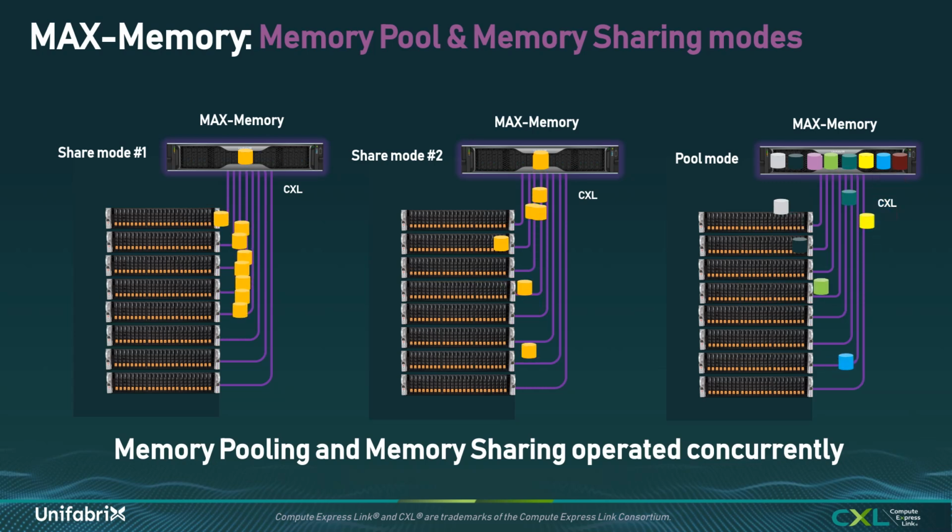In the middle and the left, we can see sharing mode. The left one is sharing mode number one. We can see a single server that actually generates the data. And this is a very interesting use case that I'll describe in the next slide. In this case, one server produces all the data and all the other systems consume the same data.